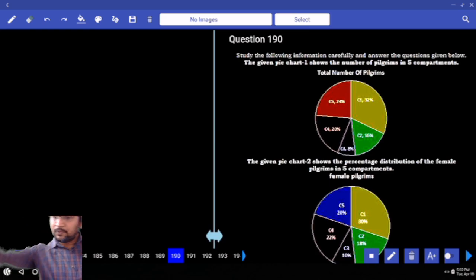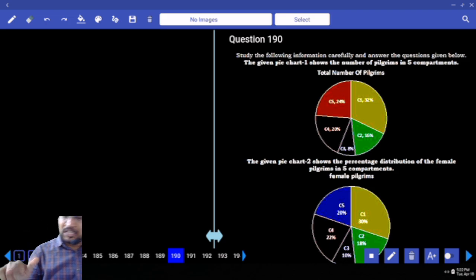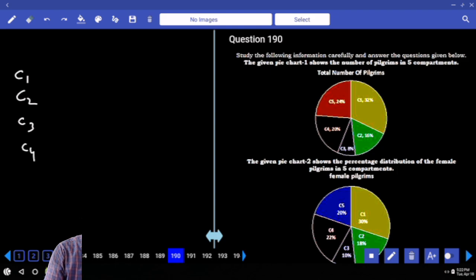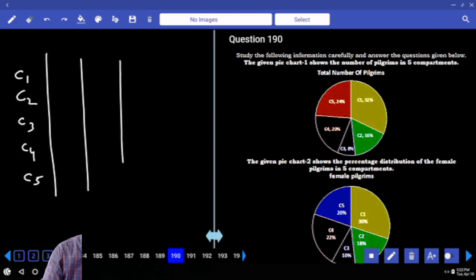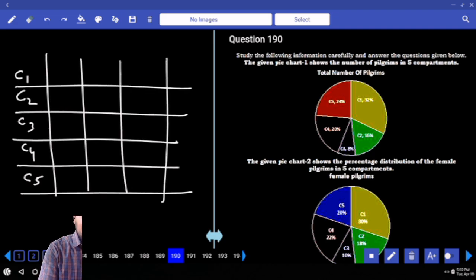Now check here that given pie chart 1 gives the number of milligrams in 5 compartments, table chart 2 gives the distribution of female pilgrims. So total they given C1, C2, C3, C4, C5. Total they given male, female. So if you fill this data, the questions are very easy for you.